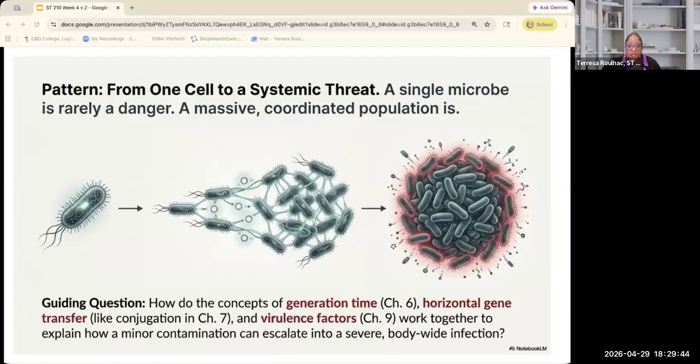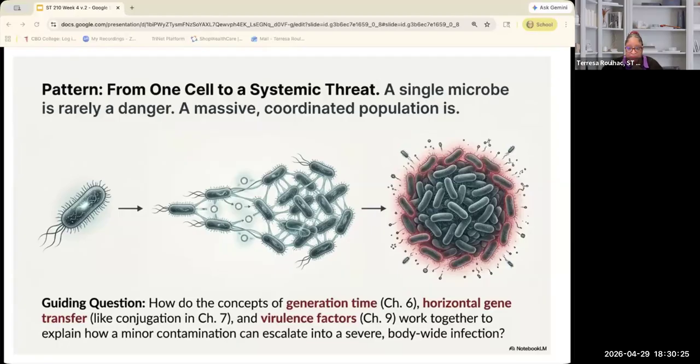Okay? If one bacterium enters a surgical site, is the patient immediately infected? Yes or no? I ask that because the answer matters. But why matters more. The guiding question names three concepts that work together: generation time, horizontal gene transfer, and the virulence factors. Again, not separate facts. They are an escalation system.